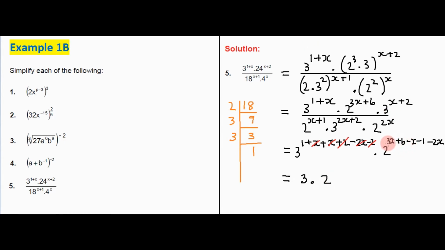Then we have 3x minus x is 2x, minus 2x is 0. So once again, the x's cancel here. And we're left with 2 to the 6 minus 1. In other words, 2 to the 5. So this is equal to 3 times 32, which is 96.